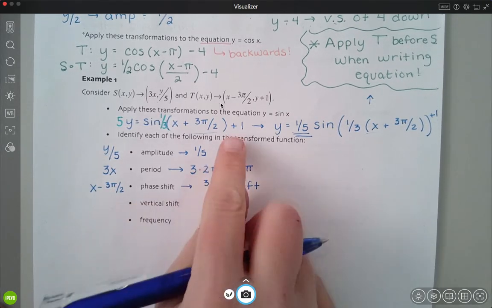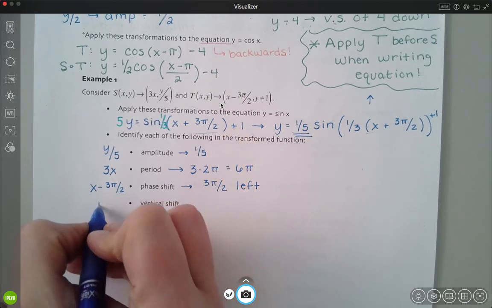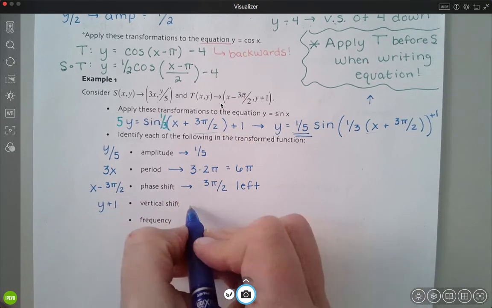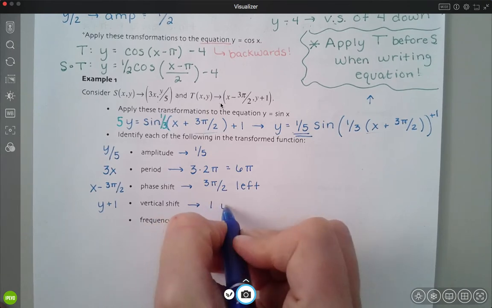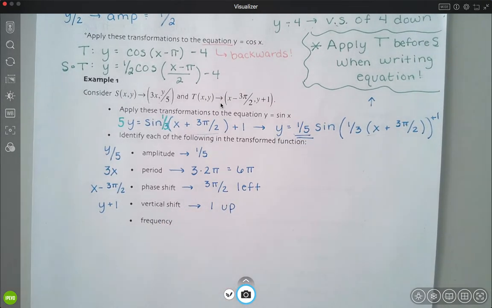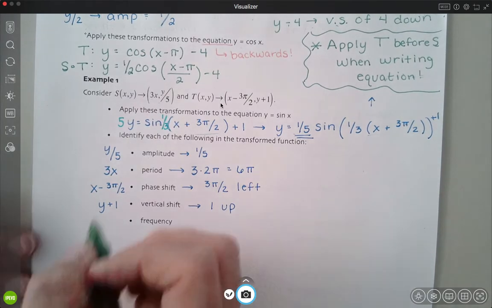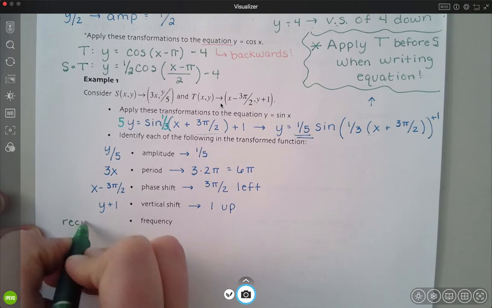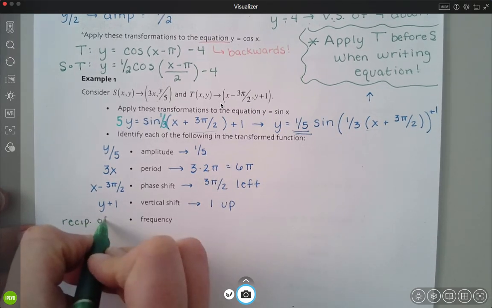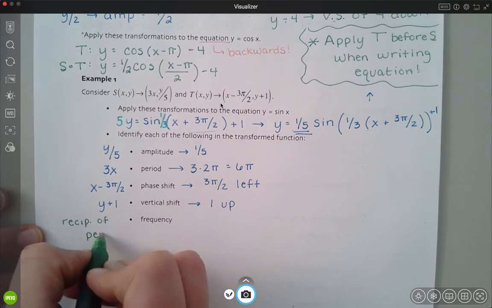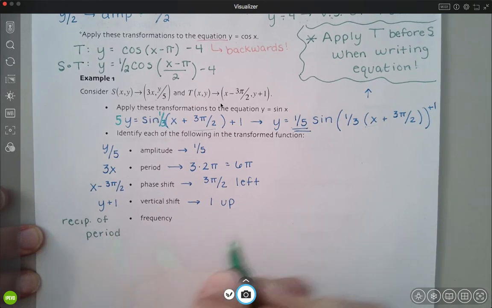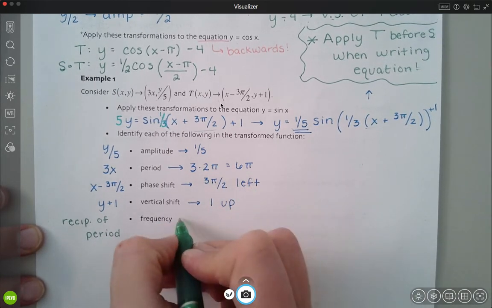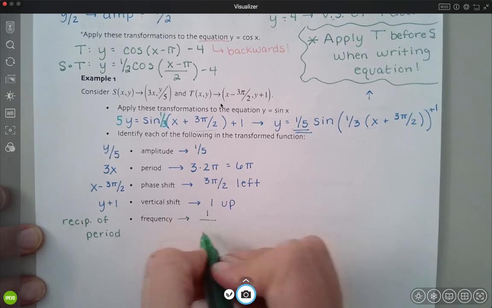Vertical shift would be that plus 1, and that means I'm moving 1 unit up. And then for frequency, frequency is kind of its own beast, but frequency, remember, is the reciprocal of the period. Okay, so my period was 6 pi, my frequency would be 1 over 6 pi.